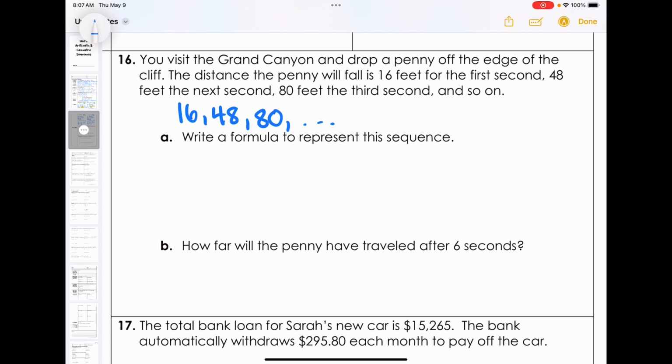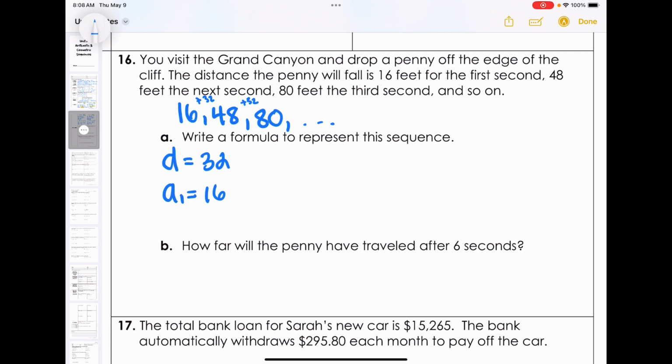So first we have to find the common difference. I need to figure out how many I have to add to get from 16 to 48, which is 32. So I'm adding 32 there. Then to get from 48 to 80, I'm also adding 32. So my common difference is going to be 32, and my first term is 16.